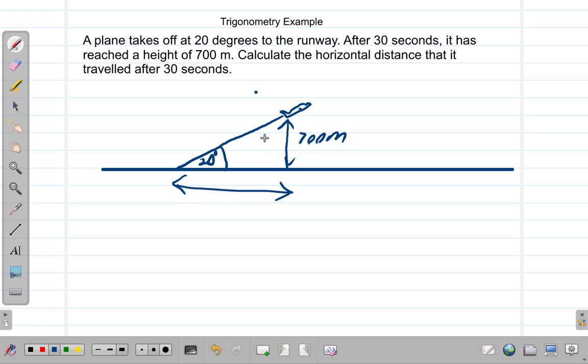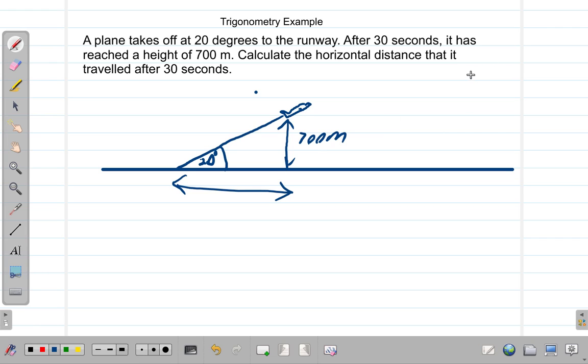Now, since this is the angle, this side, the angle is on the left, right? And this side over here is on the right. Then this side is the opposite to the angle, to the 20 degrees. And what you want is this side, which is the adjacent. You have opposite and adjacent.